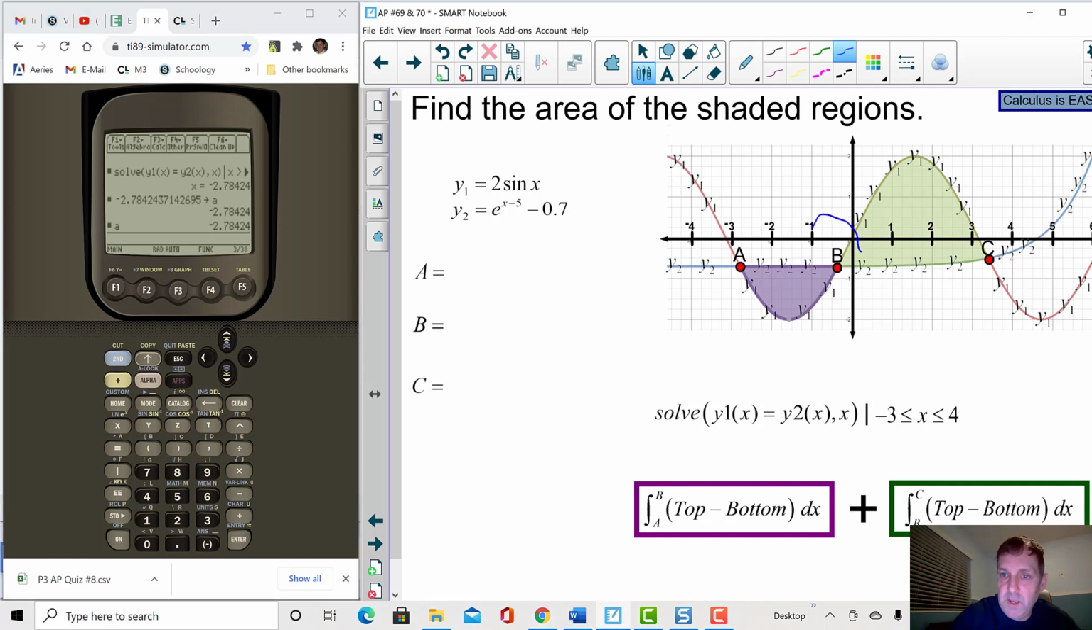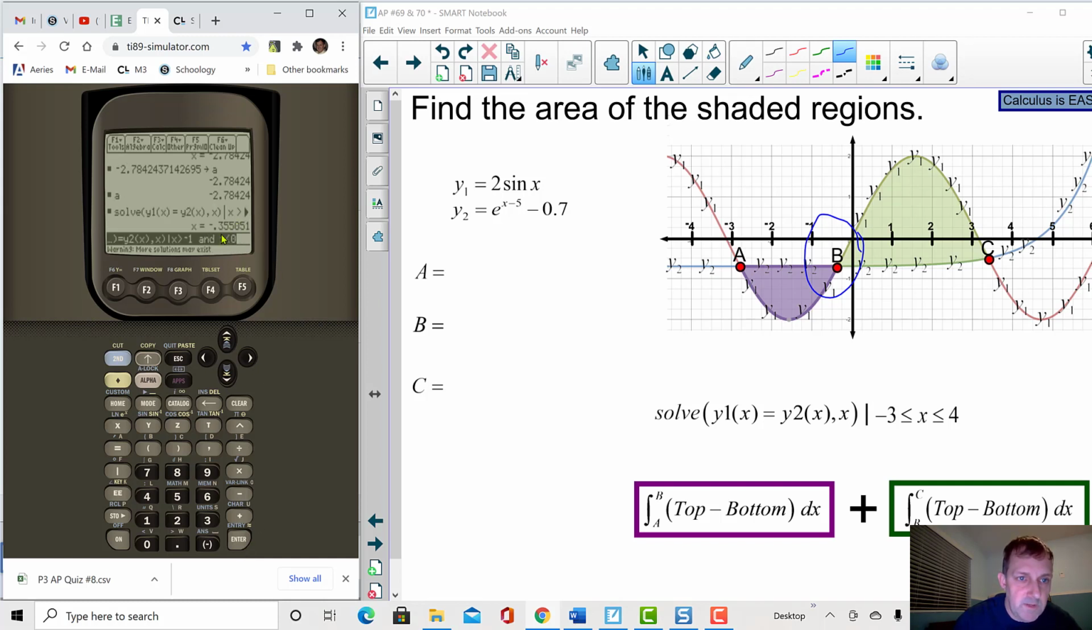Letter B is between -1 and 0. So I'm going to go up here and grab my solve, push enter. That way I don't have to retype it. But I want my x to be greater than -1. So we're going to change that. And I want my x to be less than 0. Let's go ahead and push enter.